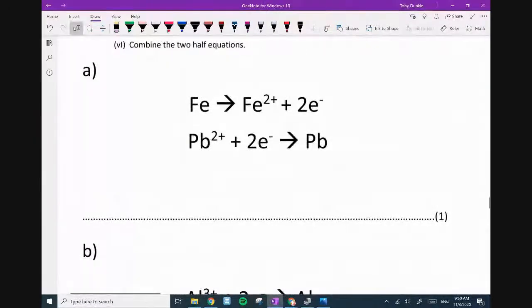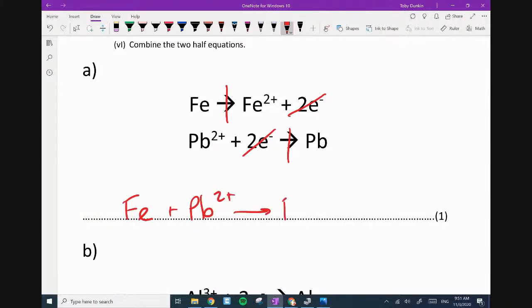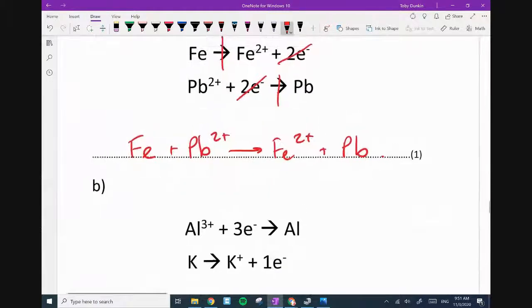Okay, so put the two half equations together. There's the split, and the electrons are on opposite sides with the same number. So we just put them straight together. Fe plus Pb2+ goes to Fe2+ plus Pb. Nice and easy.